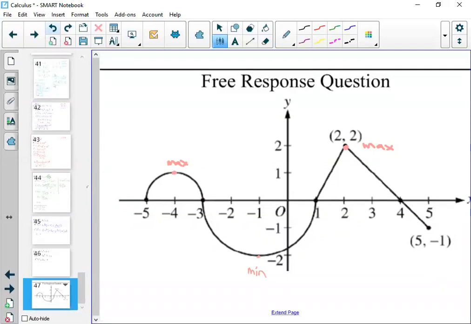Inflection points right here. That's obvious. That's an inflection point right there. It goes from concave down here to concave up here. All right, no problem. And then you came over here and you say, well, this is tricky because it's a straight line. Is a straight line concave up or concave down?